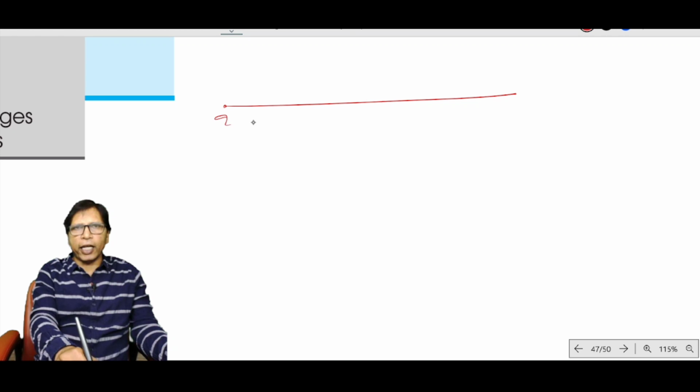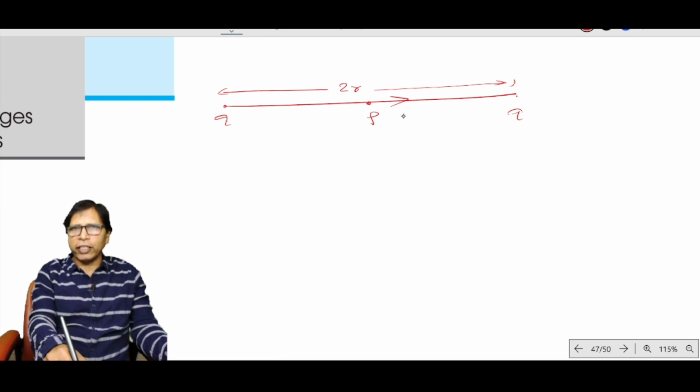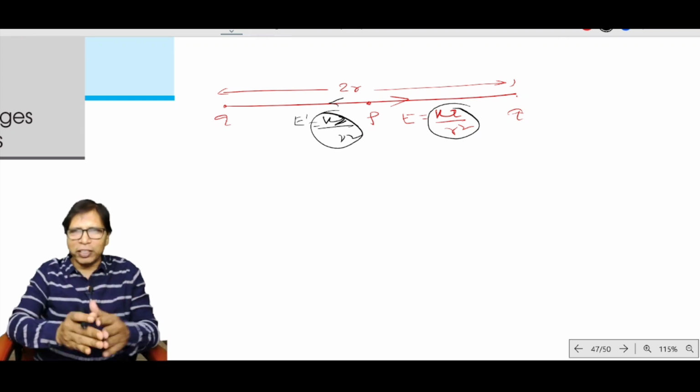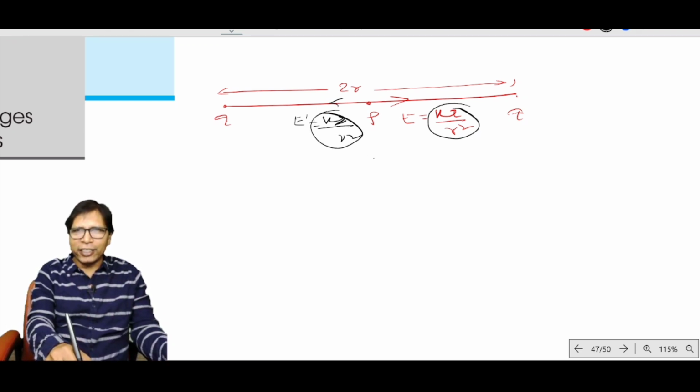Suppose these are two charges q. The distance of separation between the two charges is 2r. We have to calculate the intensity at the midpoint P. Due to the positive charge, it is directed along this direction, and magnitude E equals kq by r square. Due to the other charge, the intensity is E dash, which is kq by r square. This intensity and that intensity are equal and opposite, so the net intensity at this point is equal to 0.